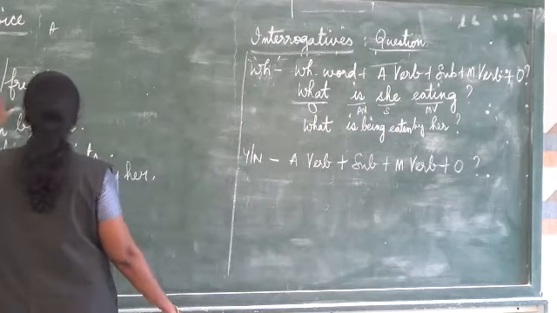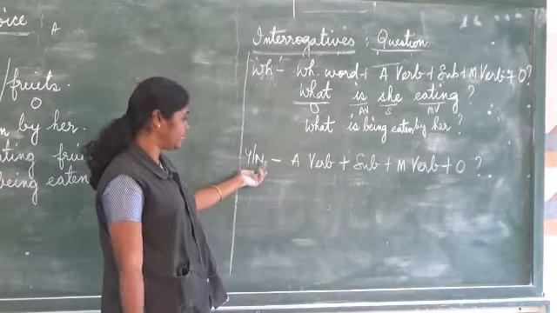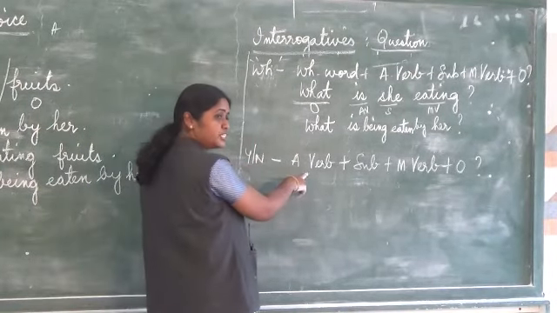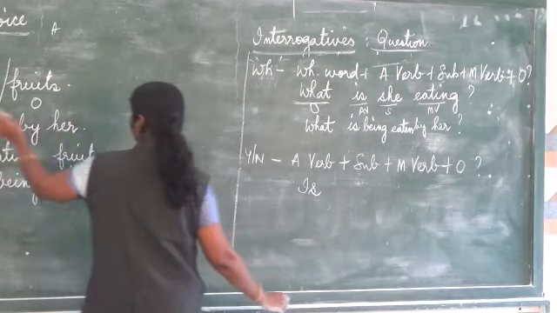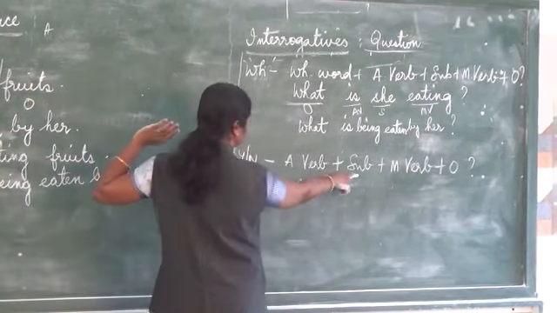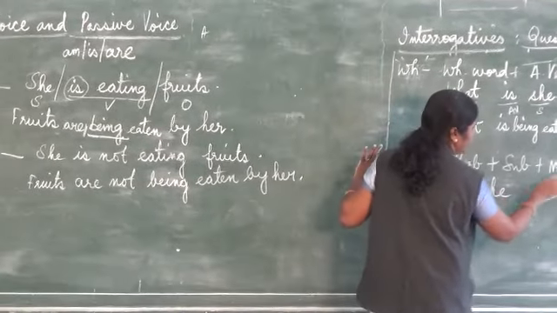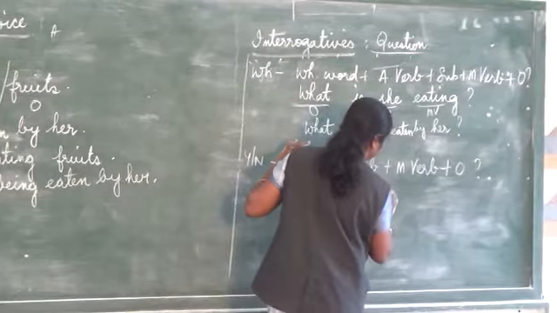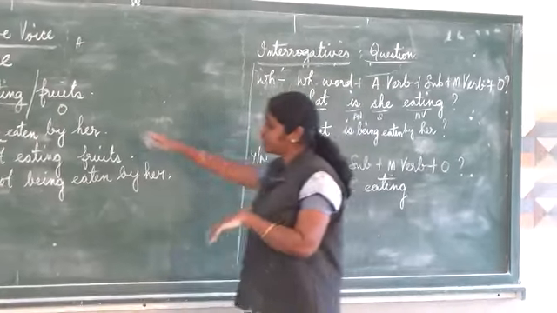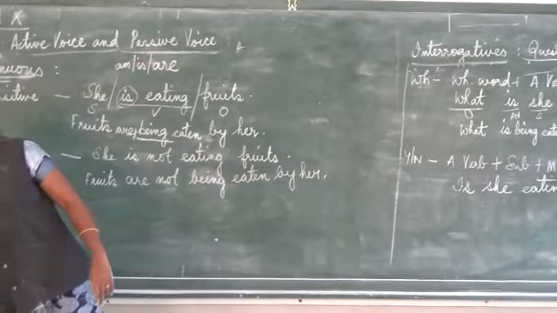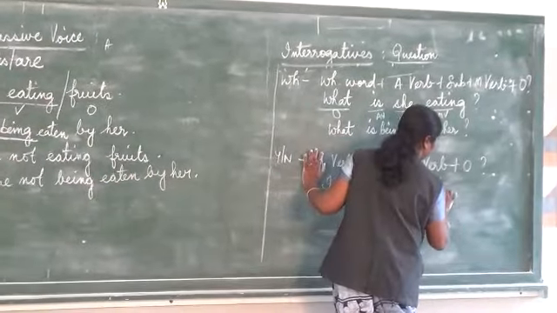Now she is eating fruits. Now for the same sentence we have to frame a yes or no question. So what is the first part of a yes or no question? Auxiliary verb. This is the auxiliary verb here. Then what is the second part? We have the subject. She is the subject there. She. Main verb is eating. And what is the object here? Fruits is the object. So in the place of object you write fruits.